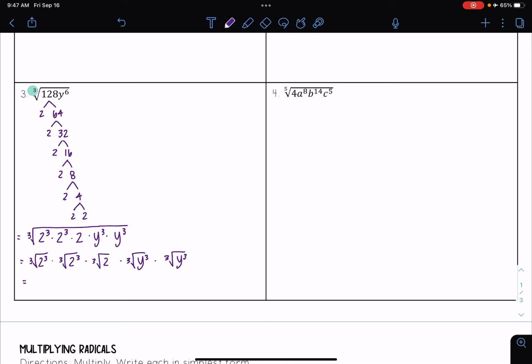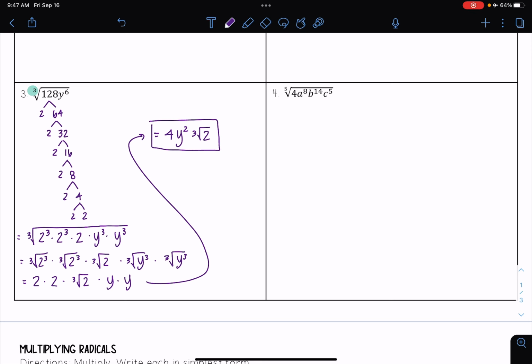Well, the cubed root of 2 cubed is just going to be 2 times 2. And then the cubed root of y cubed, again, those cubed root and the power of 3 cancel each other out, so I end up with just y times y. And so multiplying all those out, 2 times 2 is 4, y times y is y squared, and cubed root of 2.